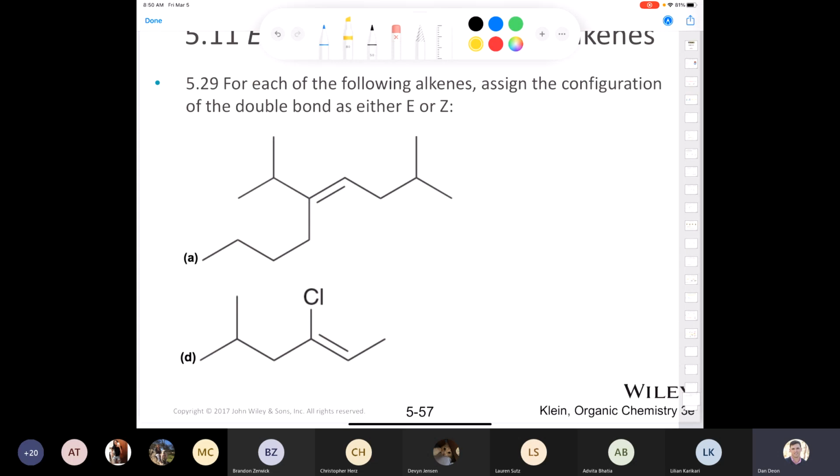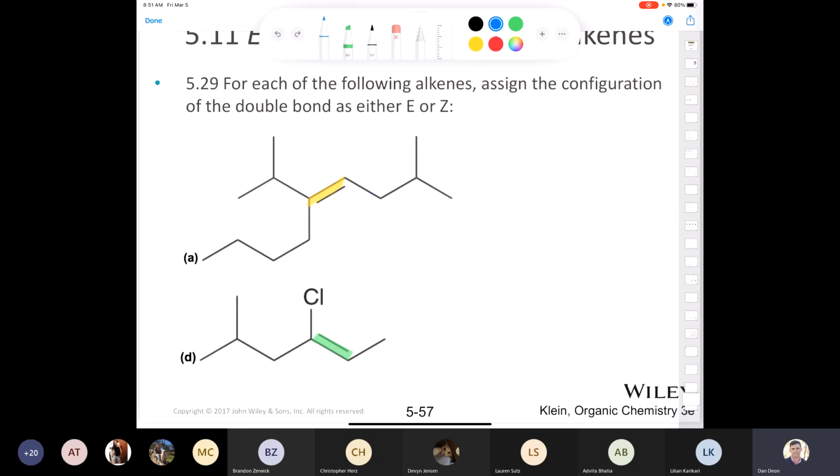So this question asks us, for each of the following alkenes, assign the configuration of the double bond as being E or Z. So we have this one here and this one here. So if we look at the first one, what are the 4 substituents? Well, we've got this isobutyl here. We've got an isopropyl here. We've got butyl here, and then we have a hydrogen. All right, so we have all of those groups.